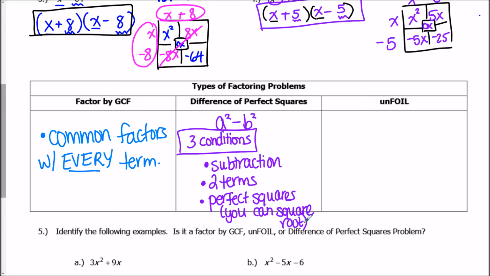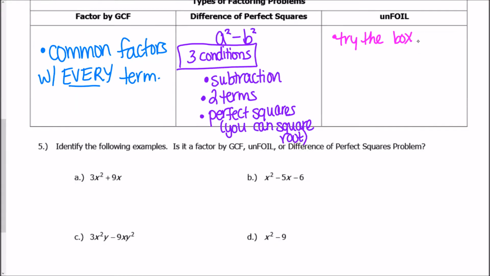Okay? And then if it's an unfoil question, then we know it's unfoiled by either trying the box and it works, or guess and check works.